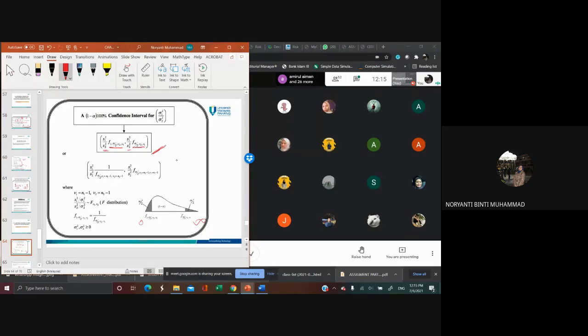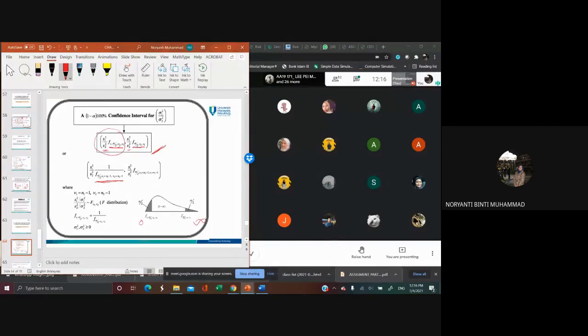Now look at the formula. If you look at the formula, 1 minus alpha over 2 is the left side. But here, you can see it is nu 2, nu 1. It's not nu 1, nu 2. It's nu 2, nu 1. And then the left side here will become like this: 1 over F alpha divided by 2. This one becomes nu 1, nu 2, the other way around. But this one stays the same, still nu 2, nu 1. That's very important because students are always confused about how to get the value.